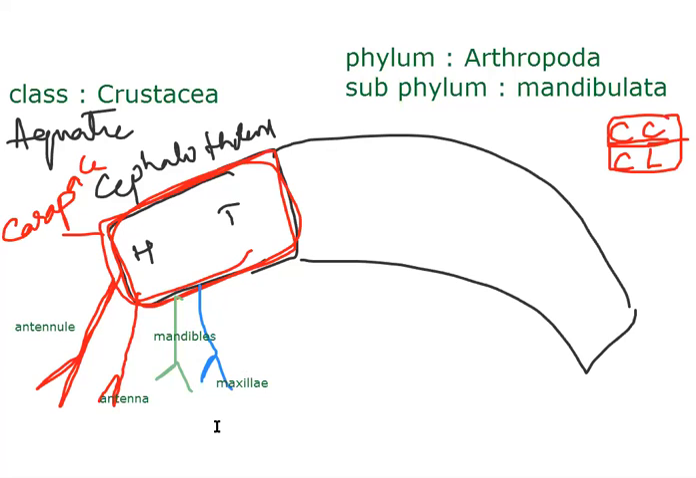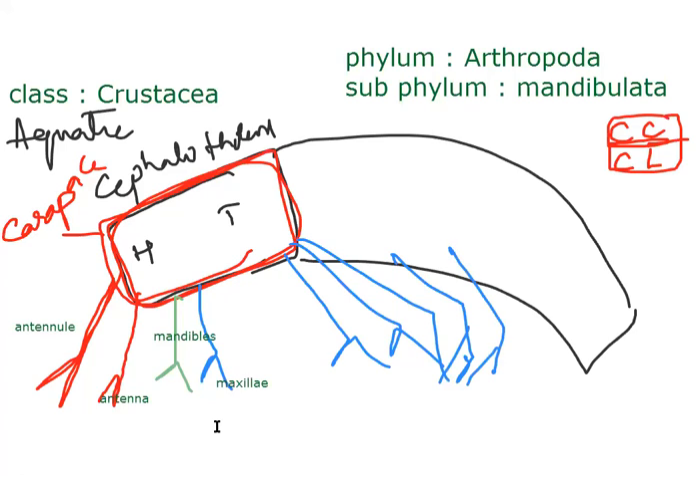Thoracic and abdominal appendages. The thoracic and abdominal appendages are biramous. Bi means 2, rami means branches. So we have to write here biramous appendages. Thoracic and abdominal appendages are said to be biramous appendages.